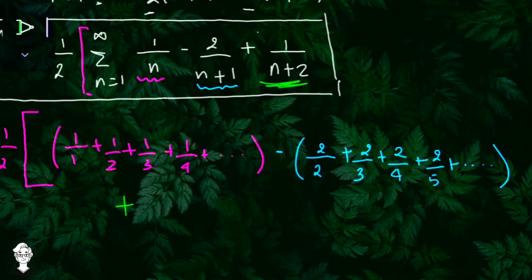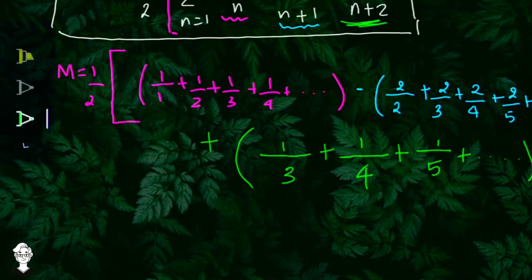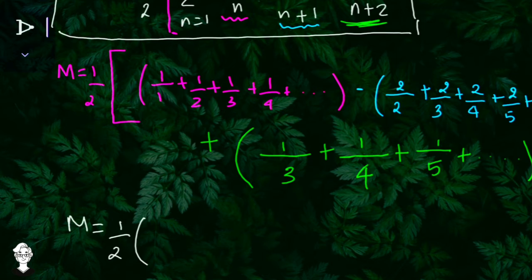Now the last one is 1 upon n plus 2. Here the addition sign is there, so add. Now putting n equals 1, so 1 plus 2 is 3, 1 upon 3; now putting 2, so 2 plus 2 is 4; now putting 3, so 1 upon 5, and dot dot dot till infinity. Now let us simplify this. It's nice to simplify from here. m is equal to 1 by 2, this pink bracket as it is, that is 1 upon 1, plus 1 by 2, plus 1 by 3, plus 1 by 4, dot dot dot till infinity.